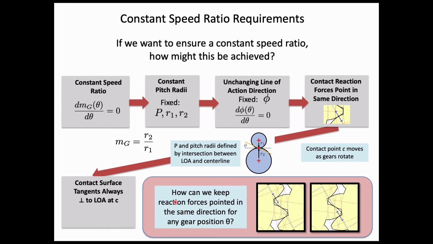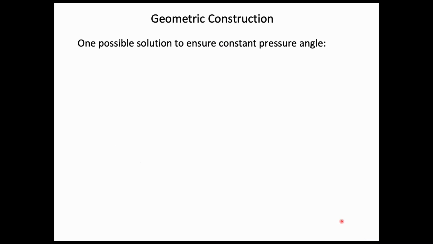How can we keep reaction forces pointed in the same direction for any gear position theta? From the earlier animation, we can see when the contact point is close to the upper land of the right-hand gear, we can see what direction those are pointed. And then at a different angular position, the contact point is in a completely different position. It's close to the bottom land of the right-hand gear, and yet the contact forces are pointing in the same direction. We're going to go through one possible solution to ensure a constant pressure angle.